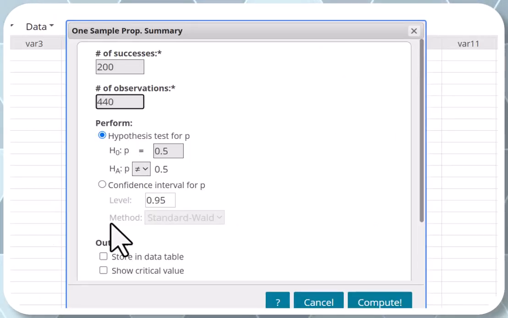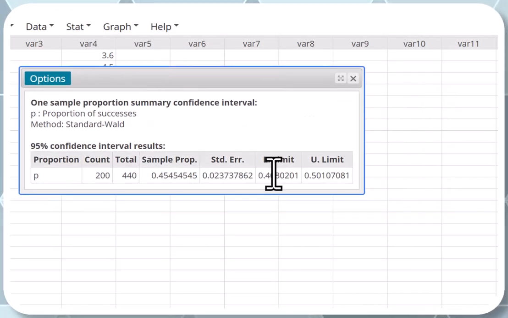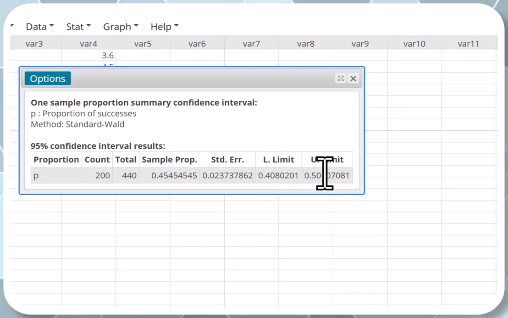And he wants a 95% confidence level. That's it. Compute. You see, this is the lower limit and that's the upper limit. So you say with 95% confidence, we can say that the true proportion of junior students who have passports is between 40.8% and 50.1%. Okay, so again, with 95% confidence, you can say that the true proportion of junior college students who have passports is between 40.8%. I changed this one to a percent, and 50.1%.